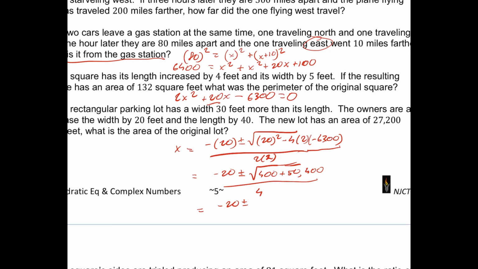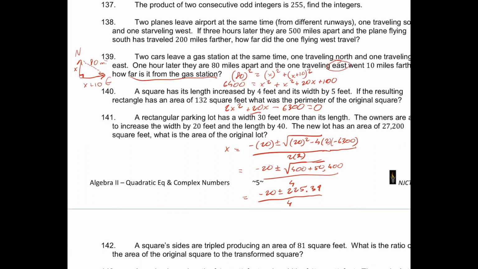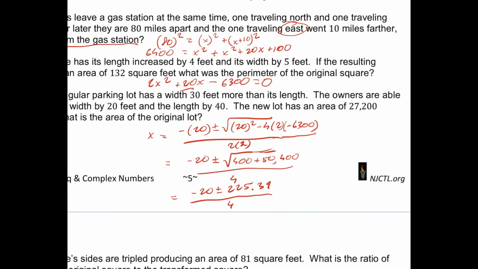is, plugging into our calculator, 225.39, rounding to the nearest hundredth, over 4. And since we know that the cars are going a distance, our distance has to be a positive number. So we can neglect this negative scenario and just focus on the positive.